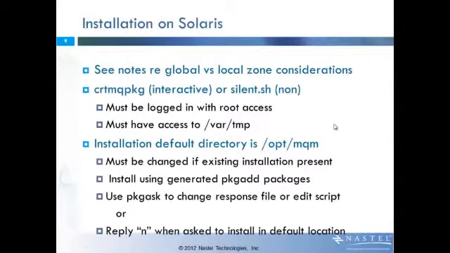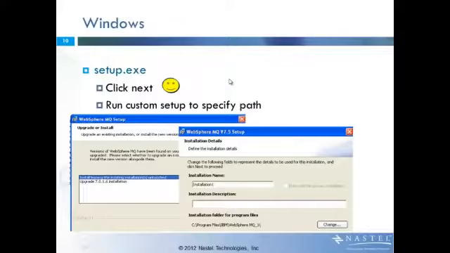For installation on Solaris, the first thing to note is that when installing into global or local zones, there are some specific considerations that you should review. Second is you're going to use a tool called crtmqpkg to create an interactive install, or there's a silent.sh for non-interactive installs. You must have root access and access to /var/tmp. Again, you want to change the installation directory if you're doing a coexistence install. That's done one of 2 ways, either by using pkgask to create a response file, or replying no when asked to install in the default location during the install.